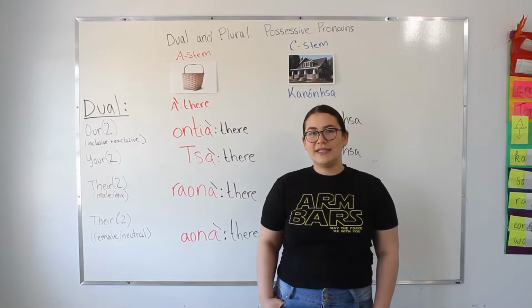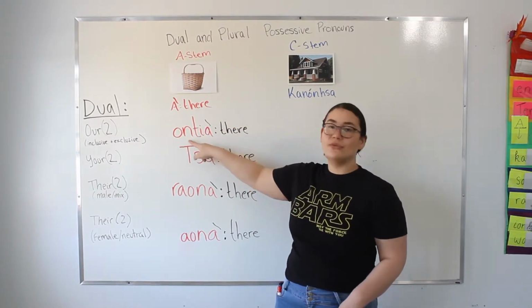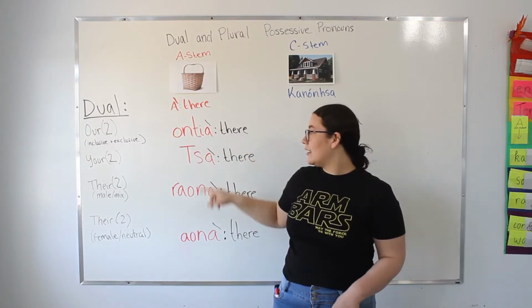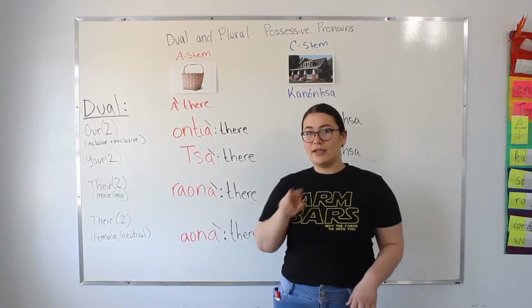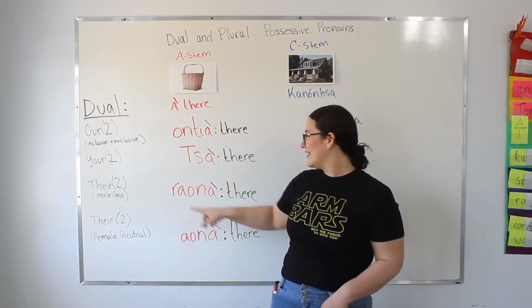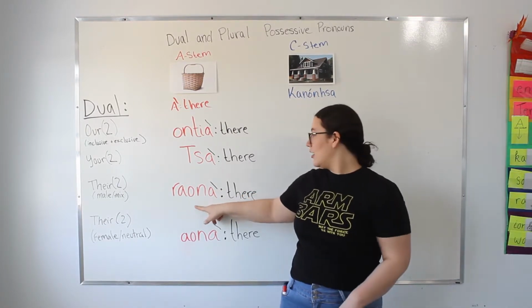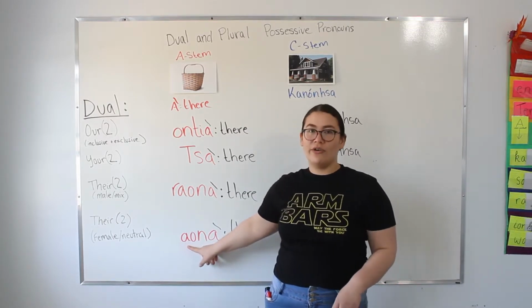So first we're going to use the A stem. Atere. Our basket. Unja tere. So the pronoun is unja. Secondly, for you two, the pronoun is za. So za tere. Your guys' basket. And then the dual for them two is rauna. Rauna tere, their basket. And then two females, auna.